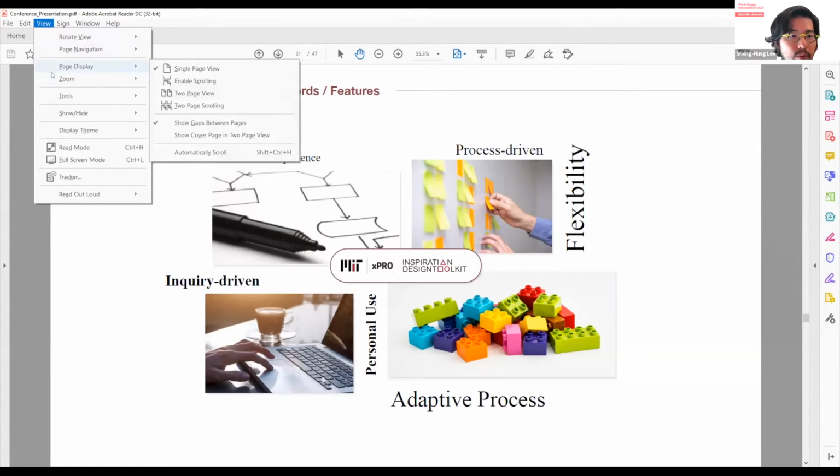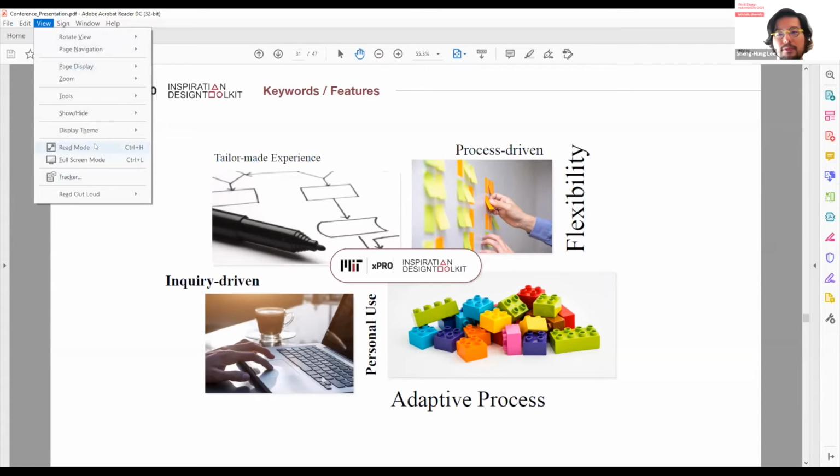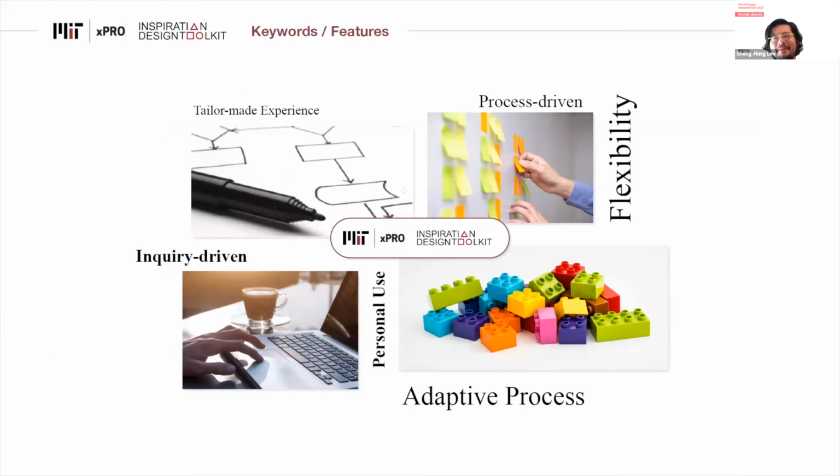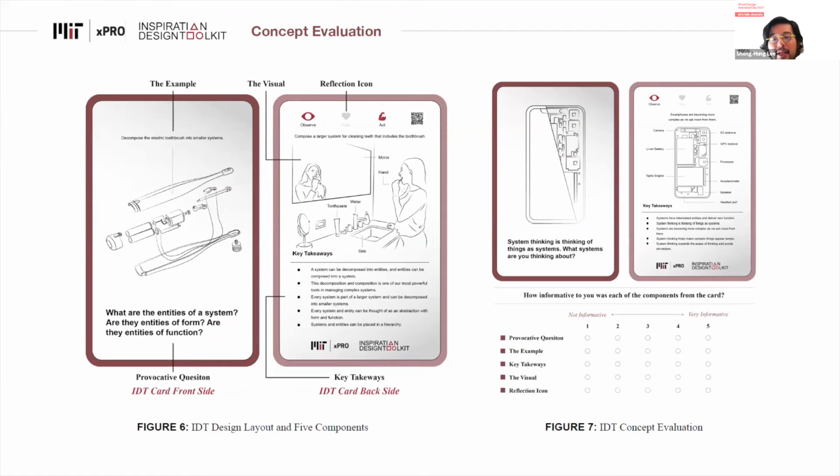Sorry, I still want to make it full screen. That looks better. And like I said, for this toolkit, we have 5 components. We brainstormed as a team: the examples, the key visuals, the reflection icons, and the key takeaway. We still want to provide the content and also the provocative questions. And then we try to evaluate our concept. We use a very simple way: based on these 5 components, we use one dimension to look at, from not that informative to very informative.